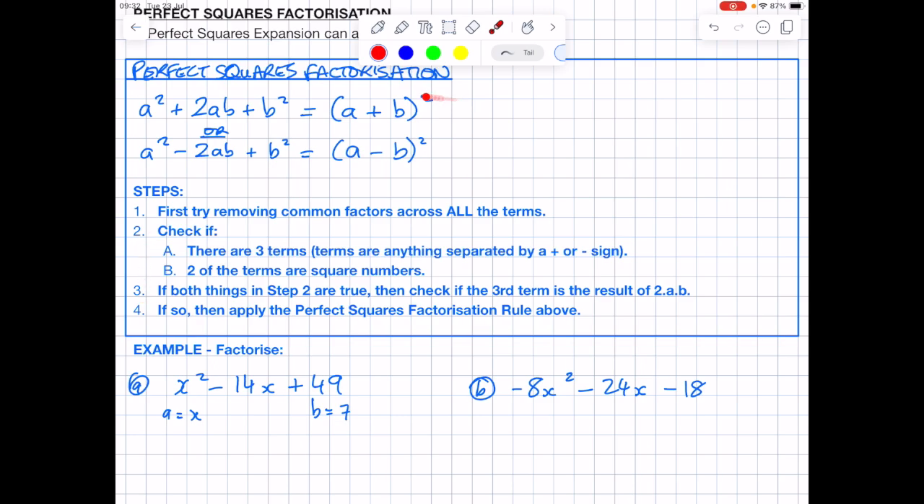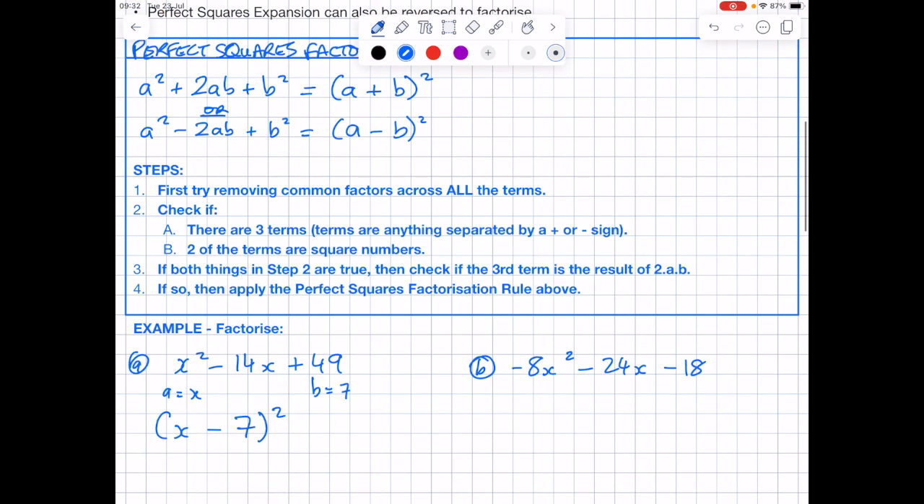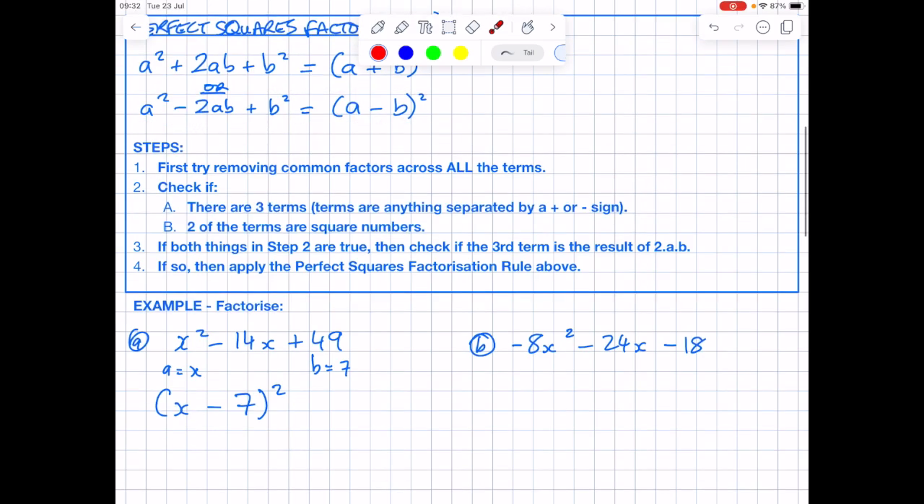Now I just need to decide which of the rules applies. Which of these rules, top or bottom, looks like this? Well, we've got a subtraction here. We've got a subtraction there, so it must be the second rule. So that second rule is going to be A is x, take B, which was 7, all squared. So the steps are a series of checks that you need to do that will make sure that the rule works, and then you just apply the rule, deciding whether it's a plus or a minus.